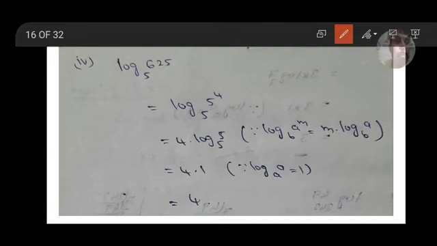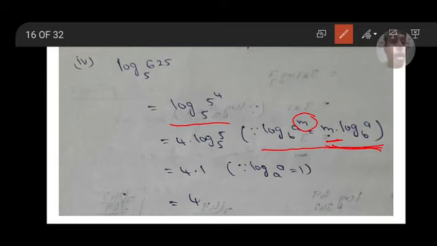625 to the base 5. 625 can be written as 5 into 5 into 5 into 5, 5 to the power of 4. That is log 5 to the power of 4 to the base 5. So by using the property log a to the power of m to the base b equals m into log a to the base b, the power m will come as a coefficient.